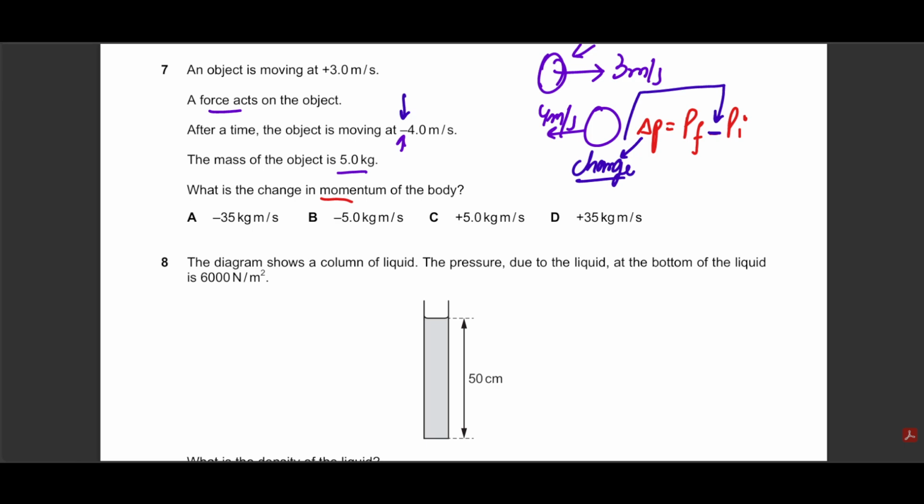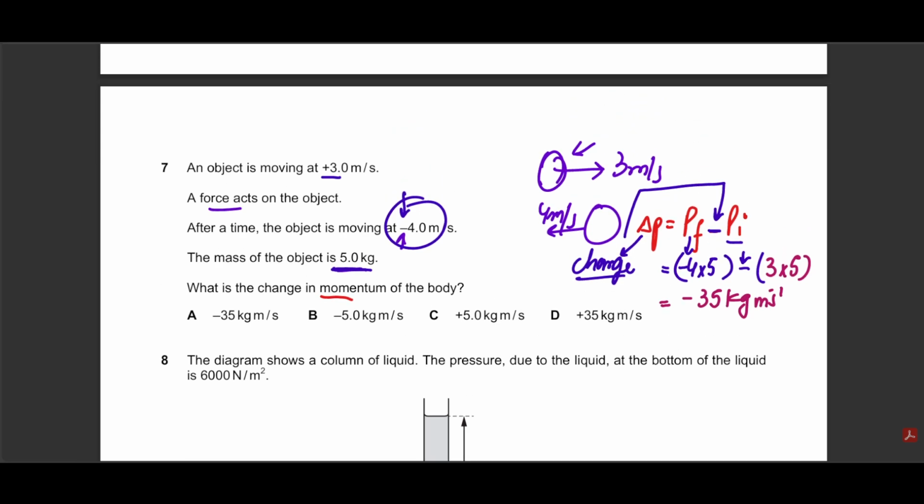Now, the final momentum is because of the negative value. So the final momentum will be minus 4 multiplied by 5, which is the mass of the system. Minus, now be careful, the initial velocity or the initial speed was positive 3. But this negative sign, that is because of the formula, will change the whole bracket to a negative value eventually. But I will still write down 3 multiplied by 5. So this eventually comes down to negative 35 kg meters per second.